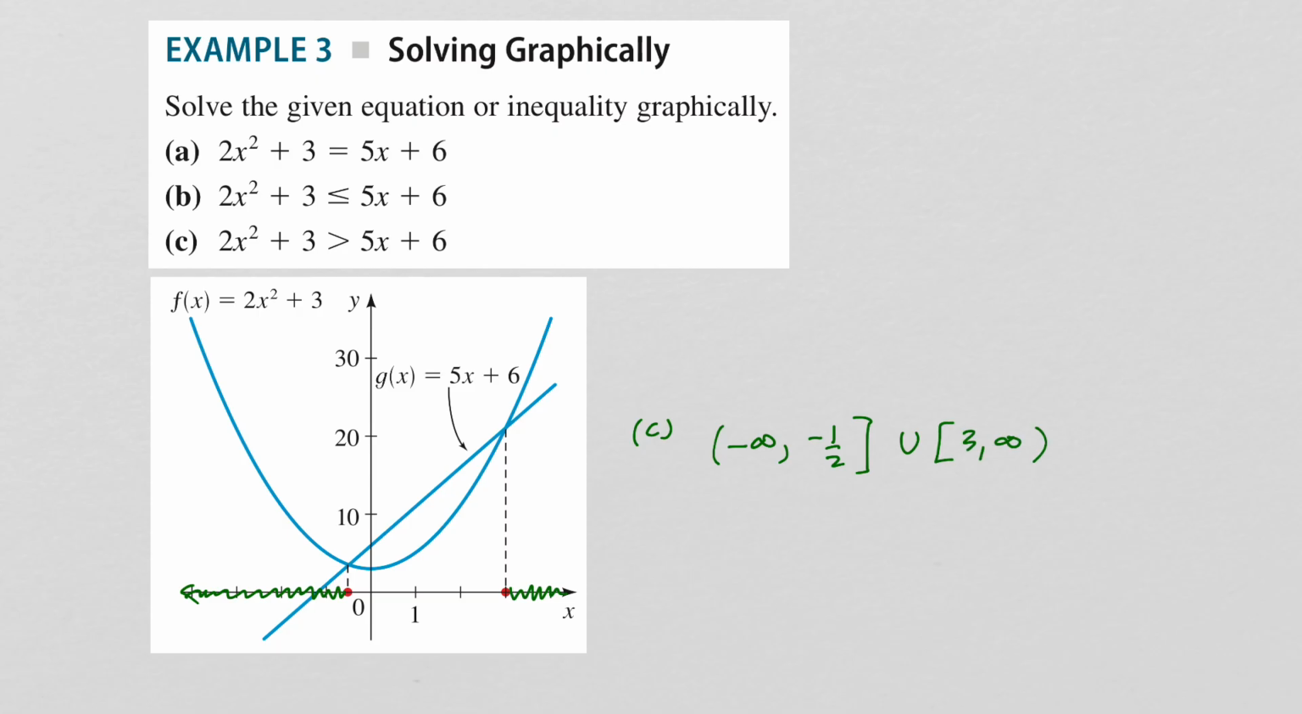And actually I made a mistake here, because notice that there is no equal sign on this. And so we are not going to include these endpoints. Let's change those into parentheses. There we go. So there is the solution for part C.